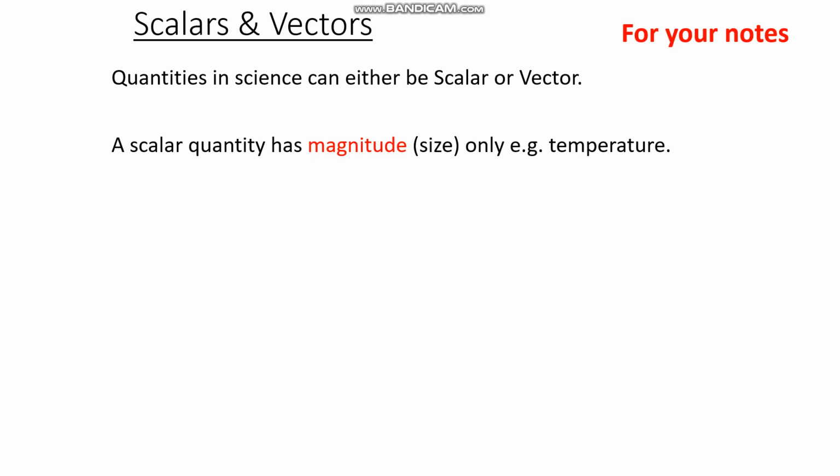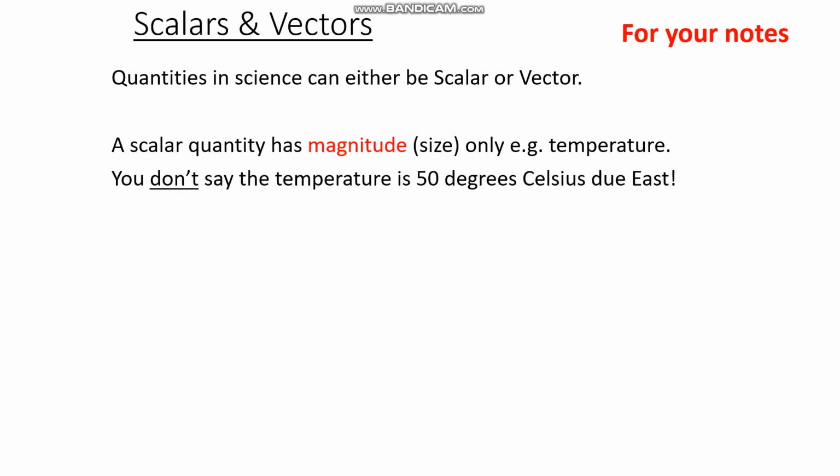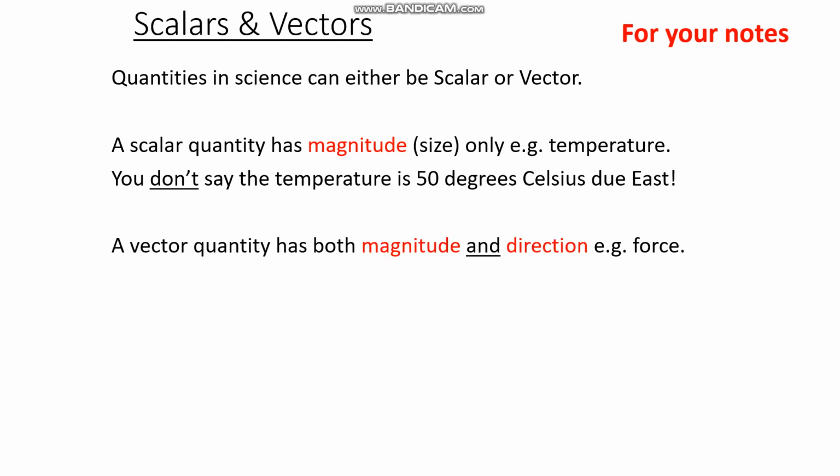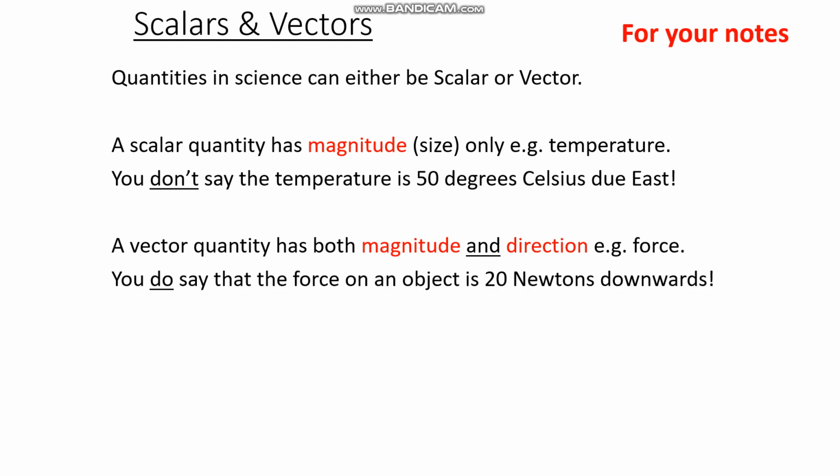For example, temperature. It doesn't have an associated direction with it, so you just say 50 degrees Celsius. You don't say something like 50 degrees Celsius due east. Whereas a vector quantity has both a magnitude and a direction. All forces are vector quantities. Do remember that, that's quite important.